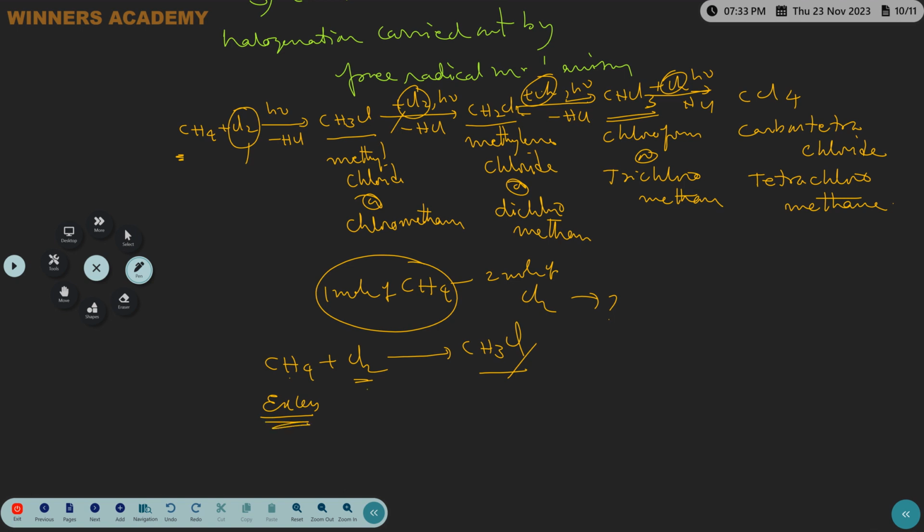If CH4 plus excess Cl2, which compounds are formed? Dichloro, trichloro, tetrachloro compounds also form, because chlorine is in excess. Understand or not? Okay, like that.